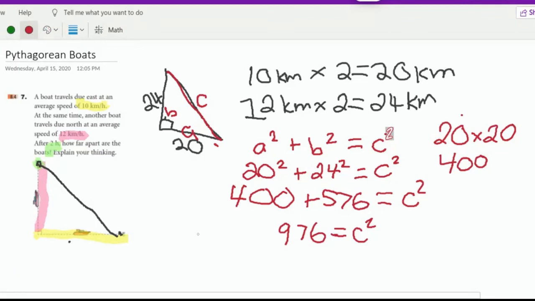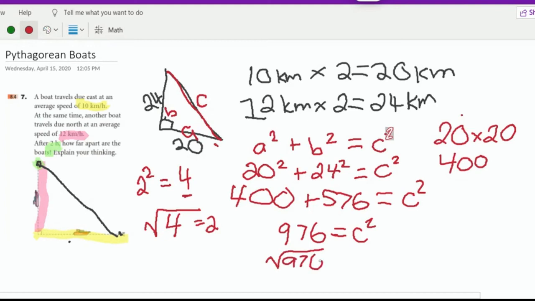So how am I going to find this out? Well, I need to know what a square root is. If I know what a square number is, then I need to know what a square root is. So if I have a number squared, say I have 2 squared, that means it's 2 times 2, and that gives me 4. Well, I can also say that the square root of 4 is 2. So what I use square root for is just to find what number times itself is going to give me this number here. So what number times itself, C, is going to give me 976? Well, I just put 976 under my square root, and that is going to give me that number.